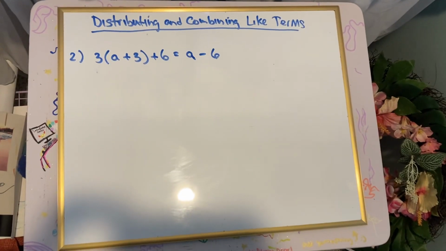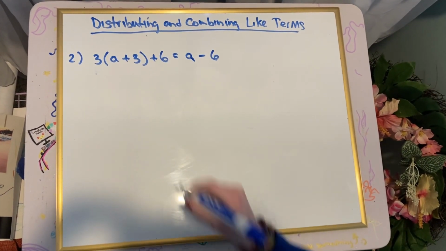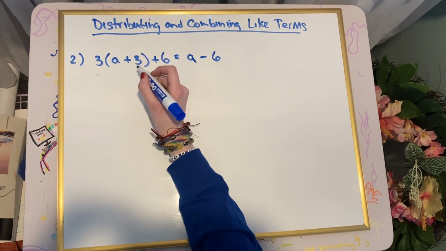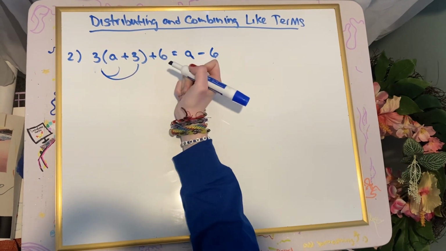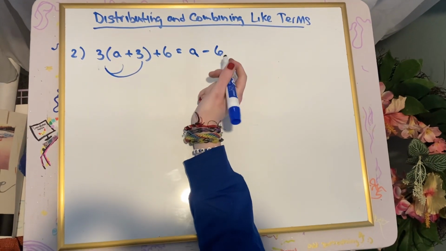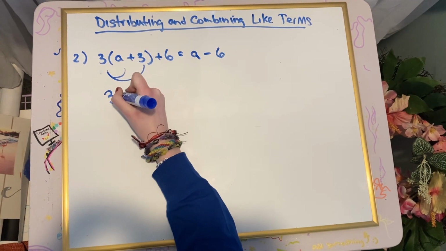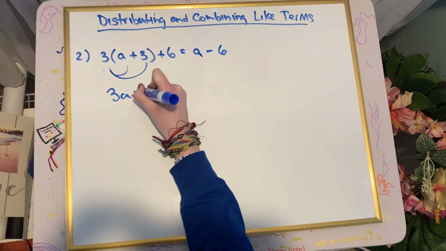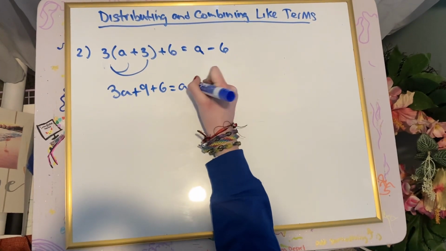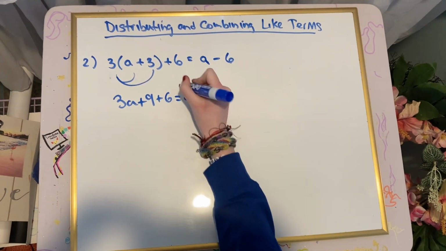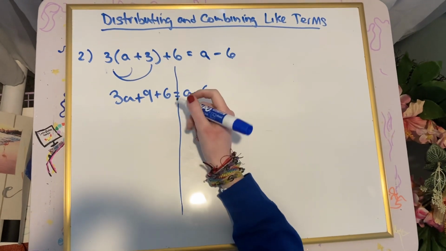Now for the second problem, since this is now distributing. So when we distribute, we take the number that's outside the parentheses and basically multiply it by the numbers or variables inside the parentheses. So now what the equation will look like is 3a plus 9 plus 6 equals a minus 6. You don't have to draw a line through the equal, but I always do.